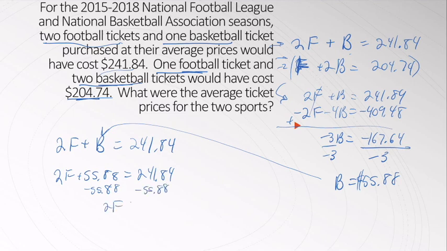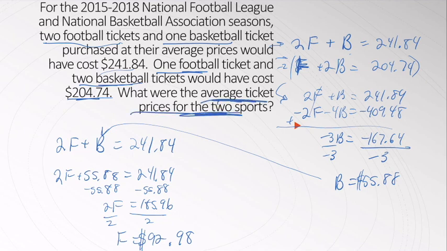I get that 2f equals 185.96. I divide both sides by 2. I get that the average football ticket cost $92.98. So now I know the average ticket prices for the two sports.